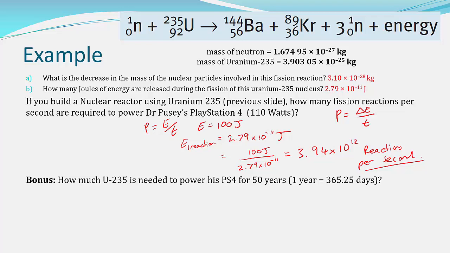But let's look at the bonus question. If we know that every second I need to have 3.94 times 10 to the 12 fission reactions occurring, can you tell me, firstly, you want to figure out how many reactions that is per year, or 50 years in this case, and then translate that to a number representing how much uranium is going to be consumed. So the question's asking how much uranium is needed to power my PlayStation 4 for 50 years.